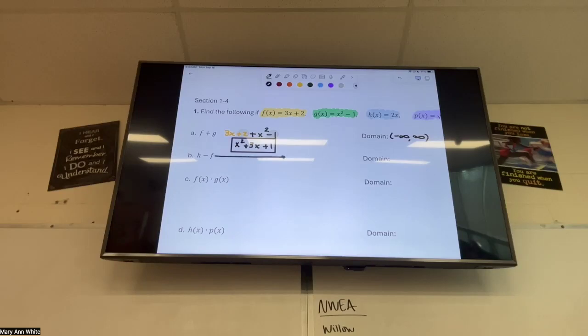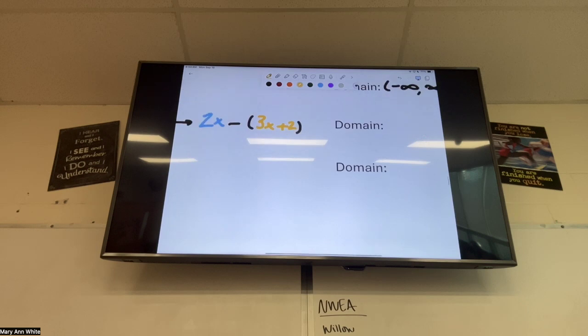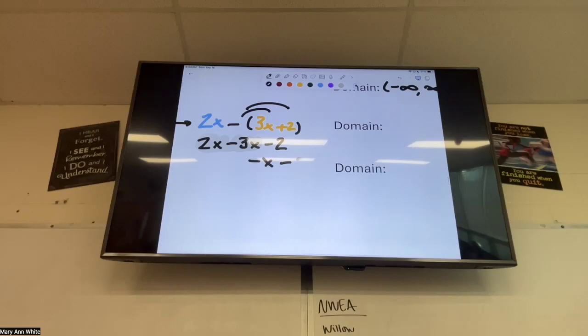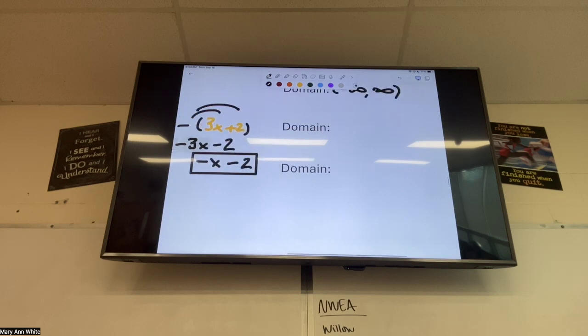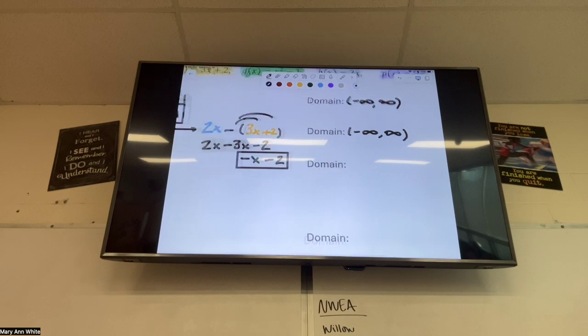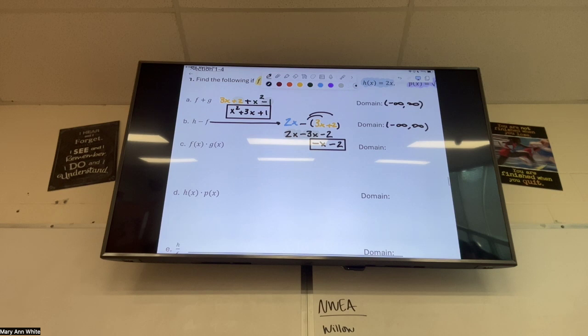Okay. Next, I'm going to do h minus f. Bring that over here a little bit. So we're going to do our h, which is 2x, and we're going to minus f. Now, in this case, I am going to use parentheses just to keep everything organized. When I minus, I need to make sure that the negative goes both to the 3x and to the 2. So we'll go 2x minus 3x minus 2. Combine any terms that we have, in this case 2x minus 3x, so negative x minus 2. And that's it. What's my domain for that going to be? All reals. Very good. Negative infinity, positive infinity.